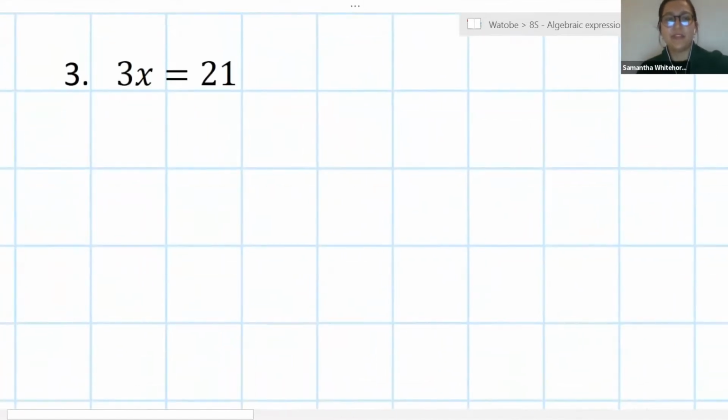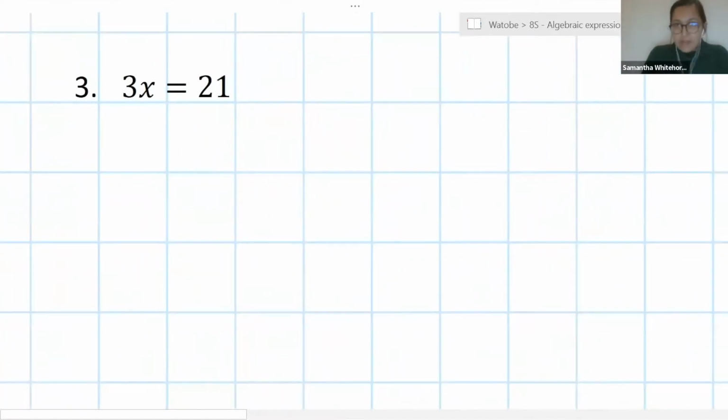Okay. Does someone maybe want to be brave and raise a hand and tell me how I will use my inverse operations to solve for x here?